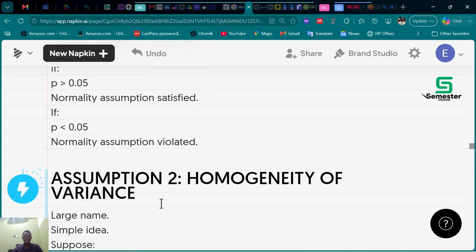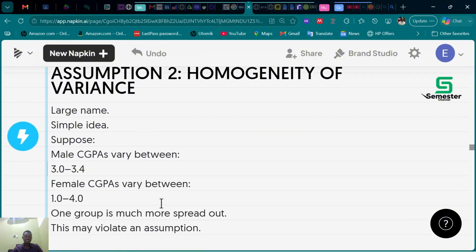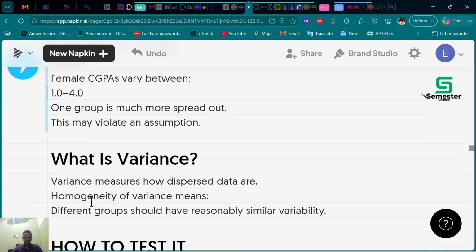Now, assumption 2: homogeneity of variance. This just means that when you look at the male results, we have 3 to 3.4, that's the range. For females, we have 1 to 4. One group is much more spread than the other, so it means there is a violation of the homogeneous nature of the variance. With 3 to 3.4, this is okay. But once we add this group, we have 1 and 4. This is widely distributed, so this violates the homogeneity of variance assumption.